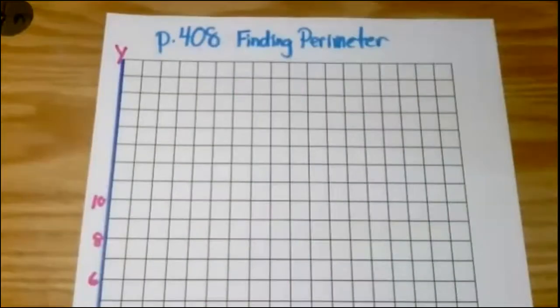Okay, this is page 408. Now we're going to be finding perimeter. Remember that perimeter is the distance all the way around a shape, not the area, not the inside of the shape, just the distance around the shape.